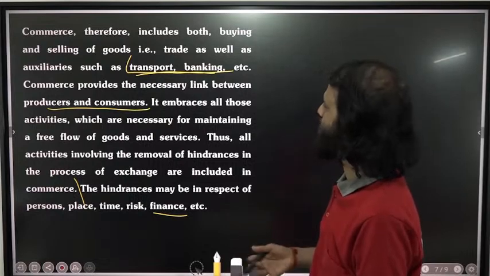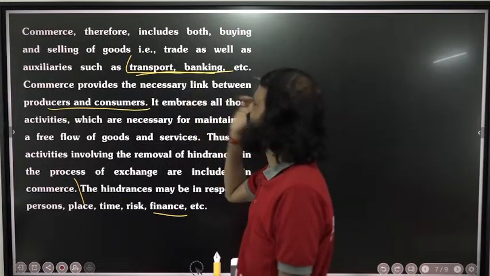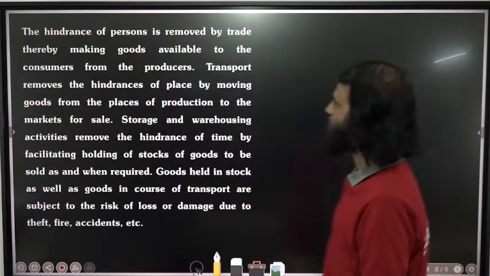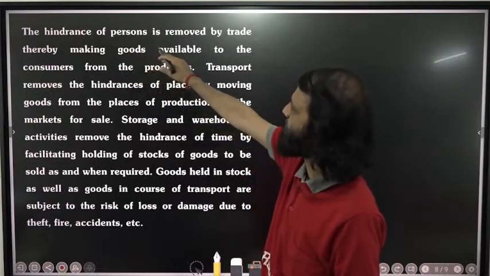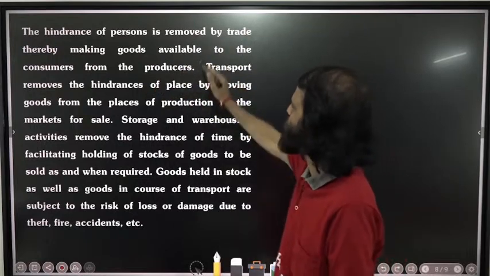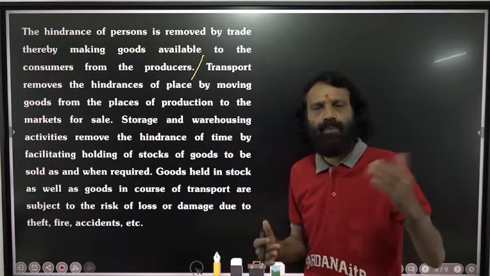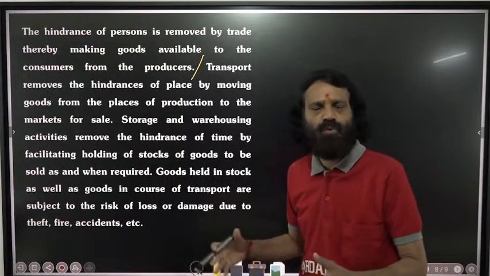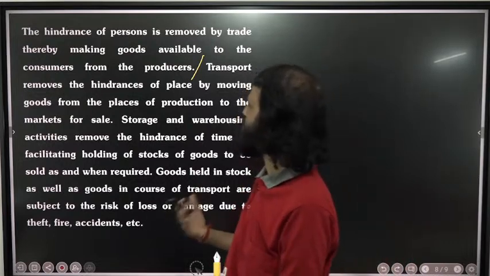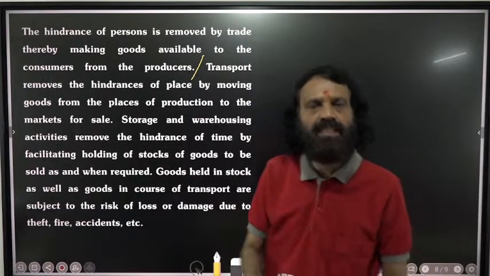So what are the sectors coming under the tertiary industries? Transport, banking, insurance, marketing, advertisement, etc. The hindrance of persons is removed by trade, thereby making goods available to the consumers from the producers. So what we want to do is connect the producer and the consumer. Who is connecting this? The tertiary sector is connecting, removing the gap between the producer and the consumer.